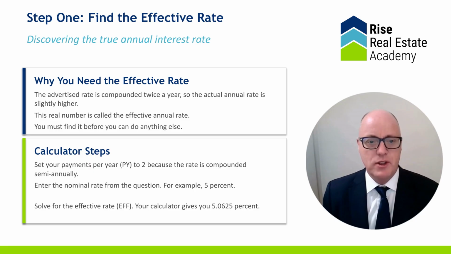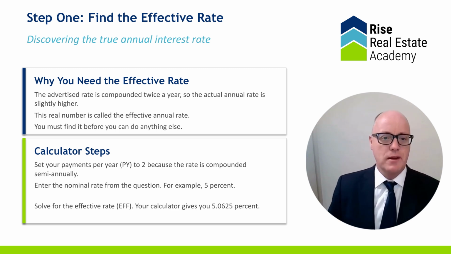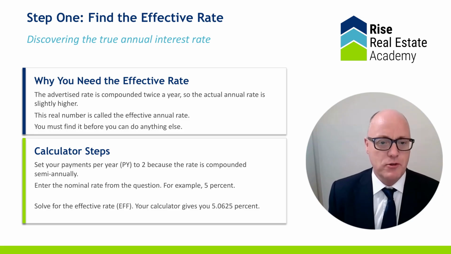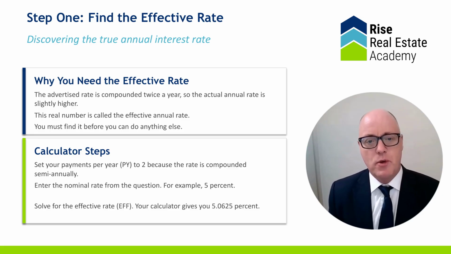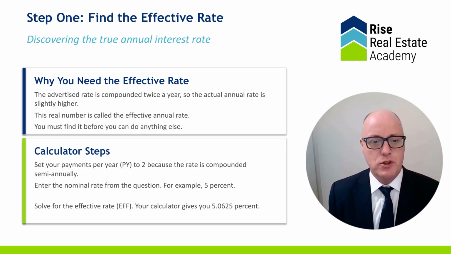Grab your financial calculator, set your payments per year to 2. We are doing this because the advertised rate is compounded semi-annually. Next, punch in the nominal rate from the question. We will use 5% as our example. Now solve for the effective rate. Your calculator should give you 5.0625%. This is the real, true annual rate you are paying after you factor in that compounding. It is a small difference, but it is absolutely crucial.